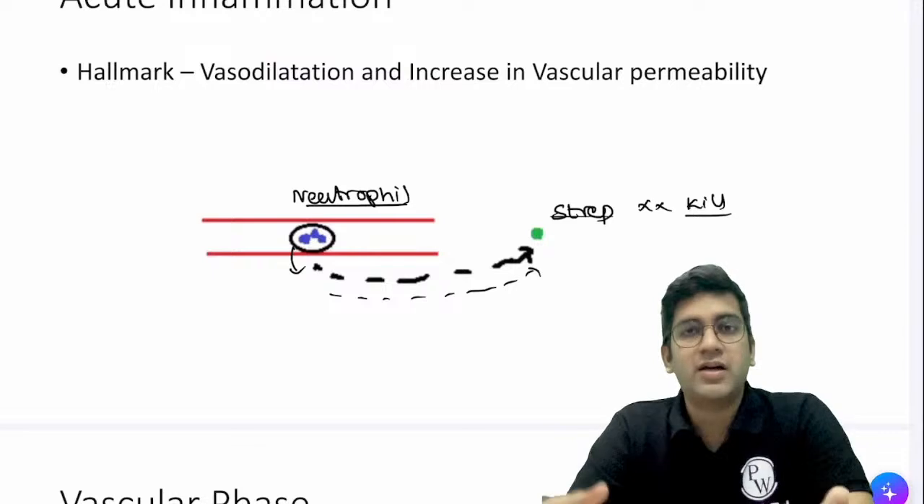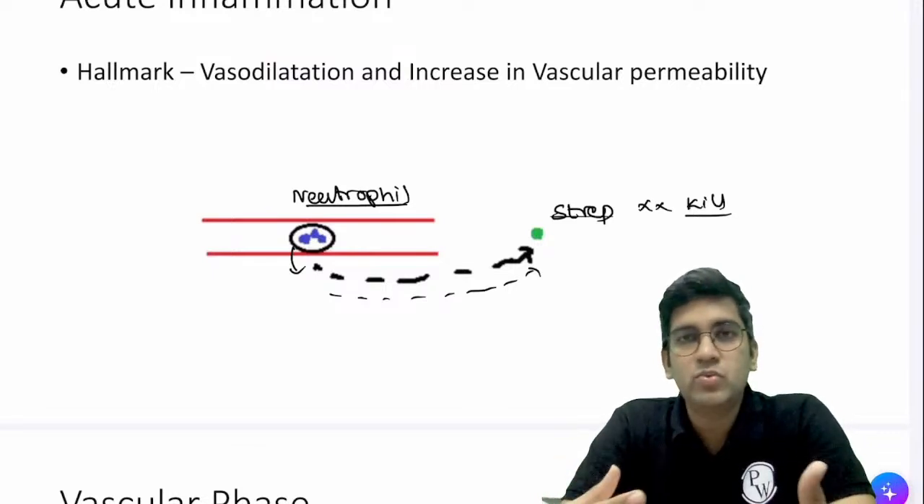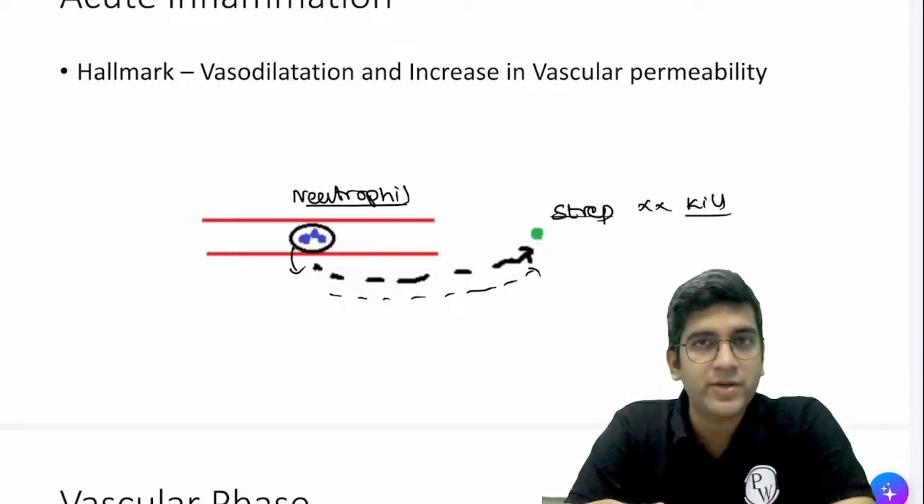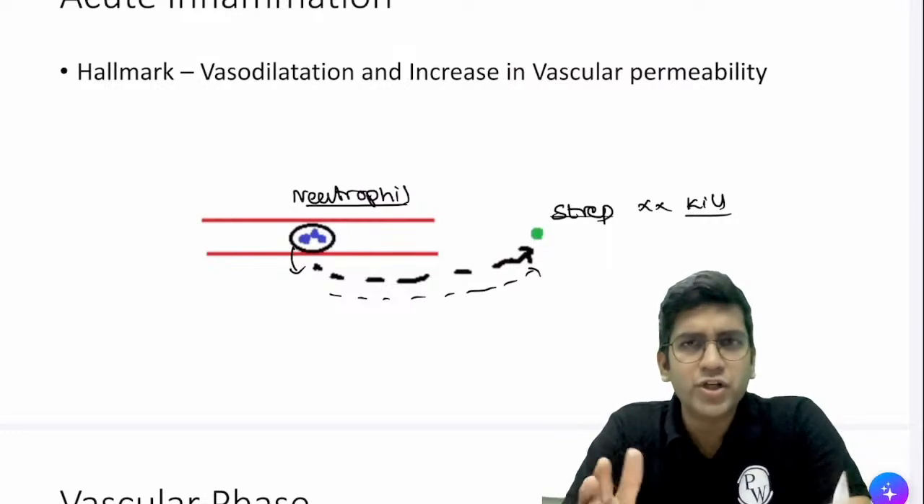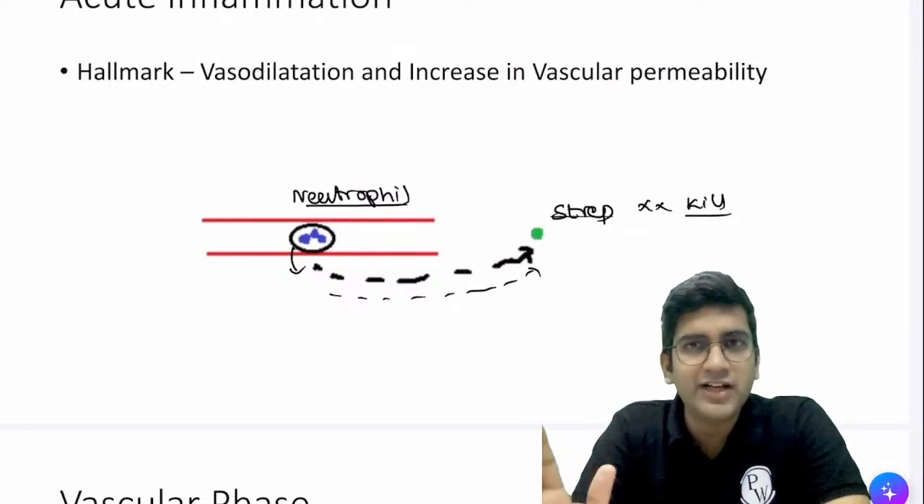Now let's assume a real life example, and we'll try to compare that with inflammation so it's easily relatable, right? I'm sure in your home all the Diwali sweets are ready.